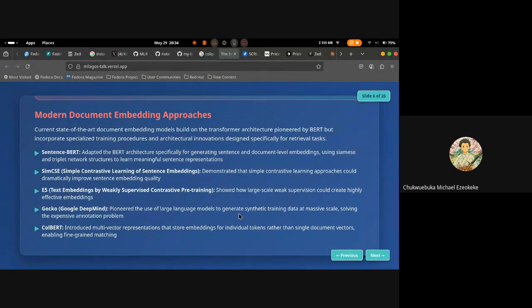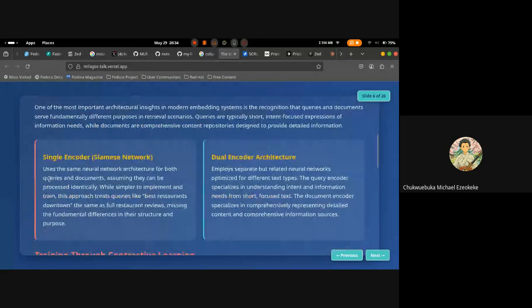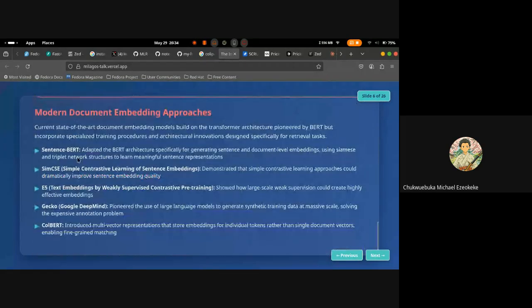We have SentenceBERT. What it does is it uses a single encoder. So if I say Siamese, just think of the single encoder approach. It uses the single encoder approach and triplet network structures to learn meaningful sentence representations. Then we have the one created by Google called Gecko. And then we have another one called ColBERT. ColBERT uses multi-vector representations that store embeddings for individual tokens, enabling fine-grained matching.